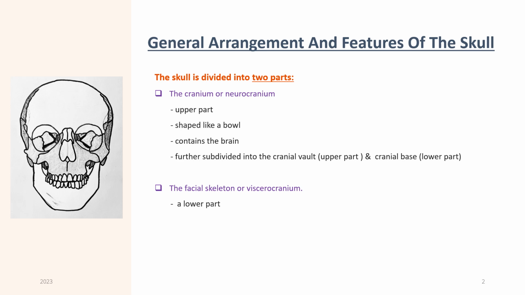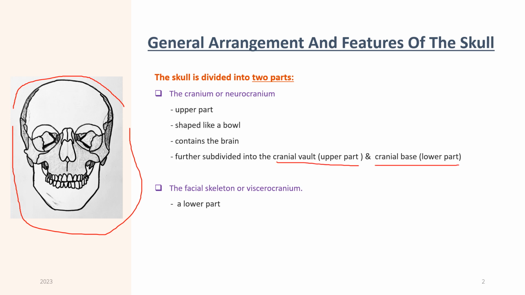Now, coming to the general arrangement and features, the skull is divided into two parts, the cranium and the facial skeleton. So, the cranium or the neurocranium is the upper part which is shaped like a bowl. It contains the brain and is further subdivided into cranial vault and cranial base. The facial skeleton or the viscerocranium is the lower part.